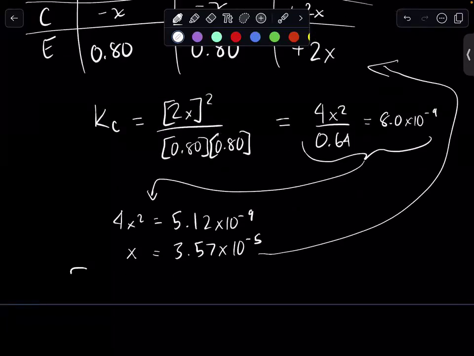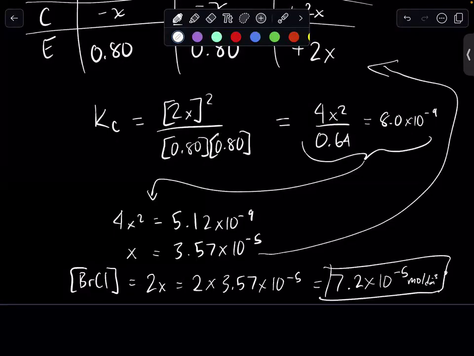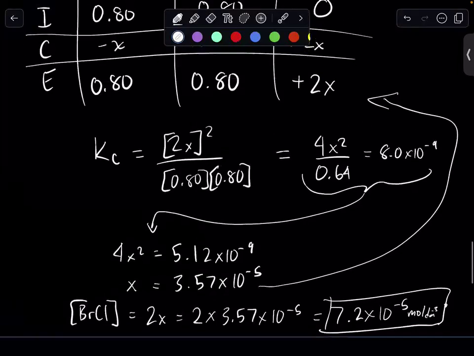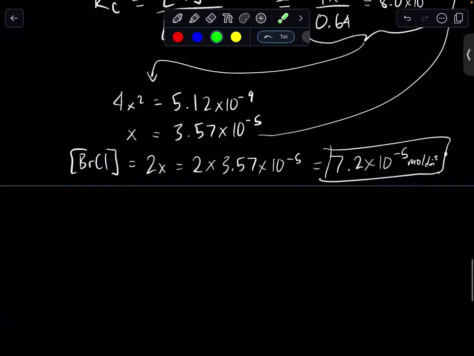So we know our concentration of BrCl at equilibrium is equal to 2x, which is equal to 2 times 3.57 times 10 to the minus fifth, which is equal to 7.2, accounting for sig figs, times 10 to the minus fifth. And this is the concentration, so mole per decimeter cubed. There we go, that's our answer. Now, we're going to go back real quick to our equilibrium values. 0.80 minus x does not equal 0.80, but we made the assumption it does. Let's figure out why.